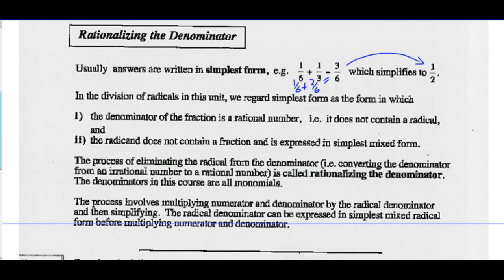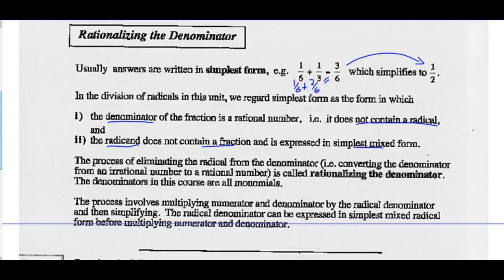In the division of radicals in this unit, we're going to regard simplest form as the form in which A, the denominator of the fraction is a rational number. In other words, it does not contain a radical. The denominator being the bottom part of the fraction does not contain a radical. And B, the radicand does not contain a fraction and is expressed in simplest mixed form. So the part underneath the radical sign is not a fraction, and it's in simplest mixed form.